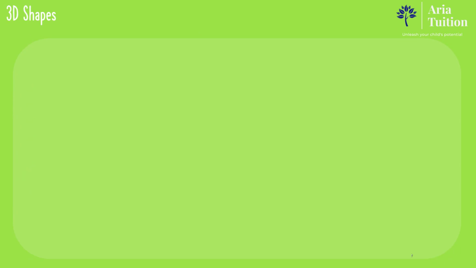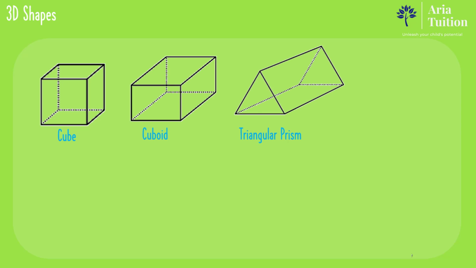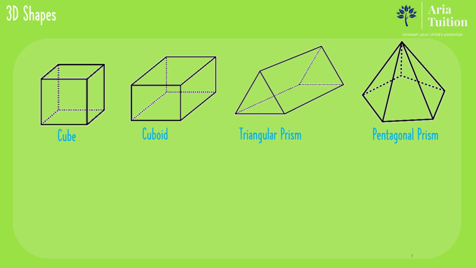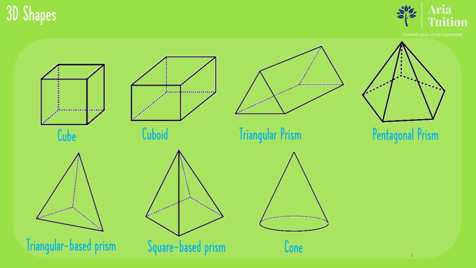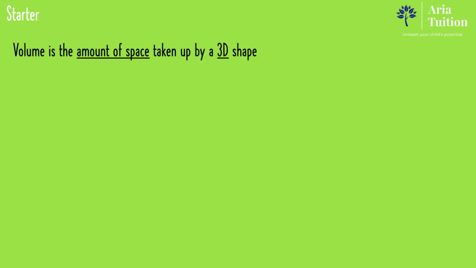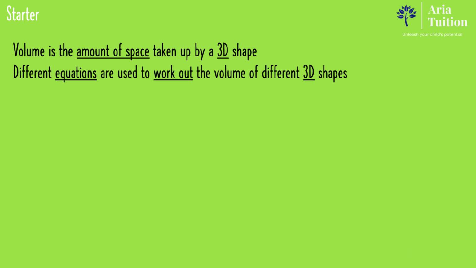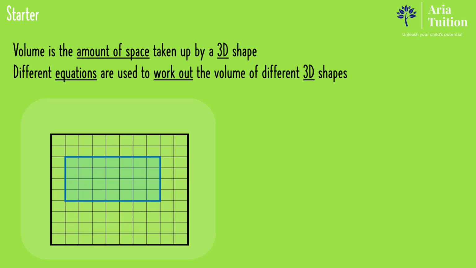Let's look at some 3D shapes: a cube, a cuboid, a triangular prism, a pentagonal prism, a triangular-based prism, a square-based prism, a cone and a cylinder. Volume is the amount of space taken by a 3D shape. Different equations are used to work out the volume of different 3D shapes. Volume is closely related to area.